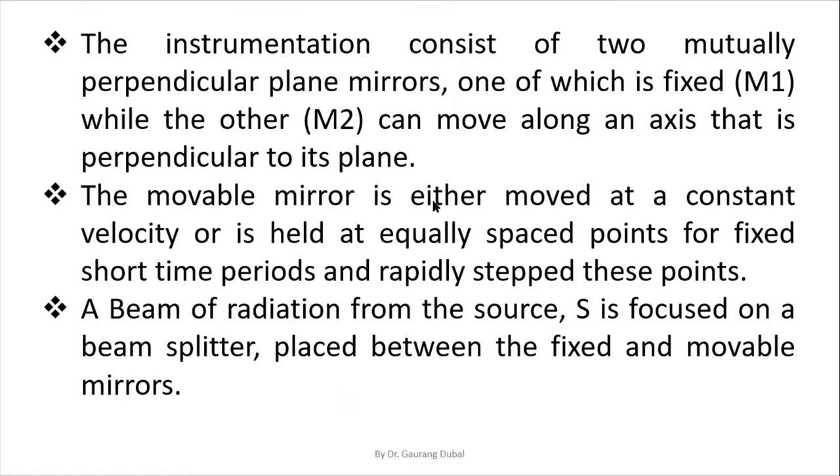Now the movable mirror is either moved at a constant velocity or is held at equally spaced points for short time periods and rapidly steps to the next point. And a beam of radiation from the source S is focused on a beam splitter placed between the fixed and movable mirror. So जो हमने आगे कहा वही है, जो movable mirror है, उसको हम move करेंगे on axis, right? Constantly it will keep moving, and in a short time period it rapidly steps from one point to another. Now a beam of radiation coming from the source, from the monochromator, will be introduced to the beam splitter, and the beam splitter will split it.